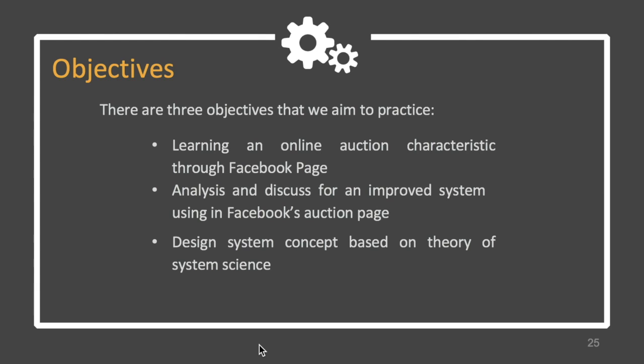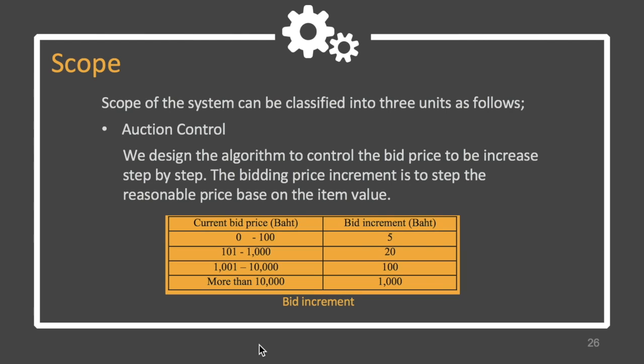There are three objectives that we aim to practice. The first one is learning the online auction characteristics through Facebook groups. The second one is analyzing and discussing an improved system for use in Facebook auction groups. And the last one is designing a system concept based on the theory of system science. For the next one, I will talk about scope.